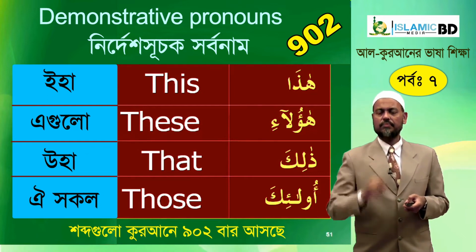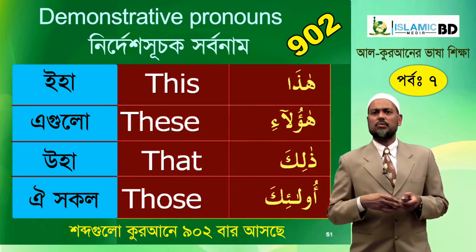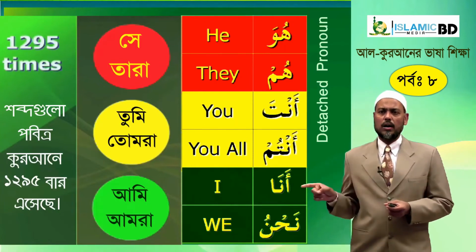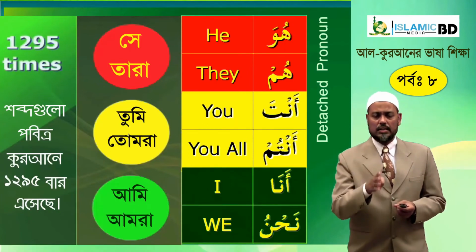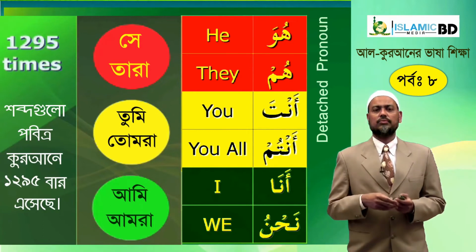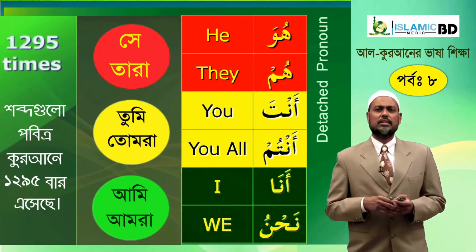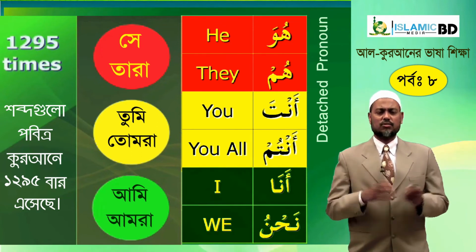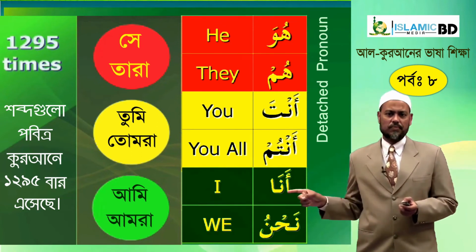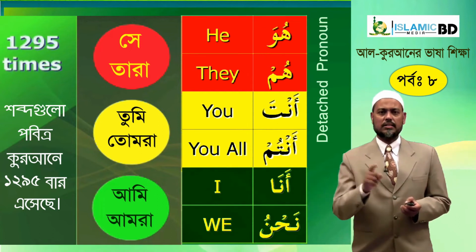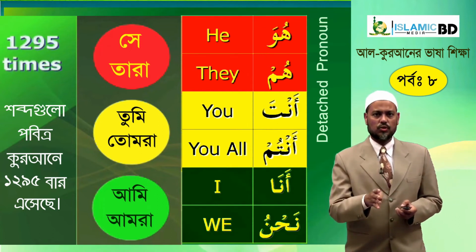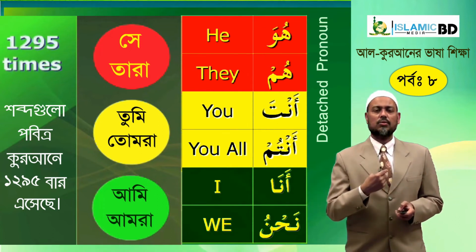You can practice more. So we have learned huwa, hum, anta, antum, ana, nahnu. Okay, that is well learned. Just for 1 minute, let us repeat or let us practice it. Can you translate? Huwa, he; hum, they; anta, you; antum, you all; ana, I; nahnu, we.